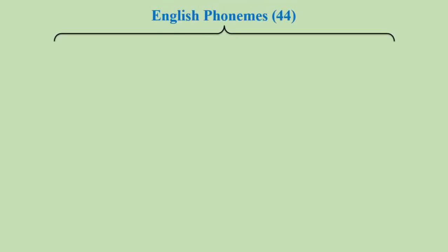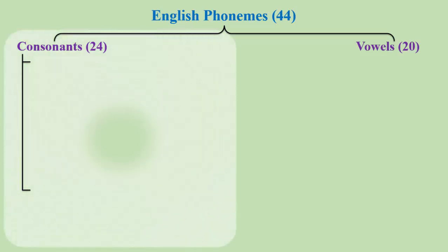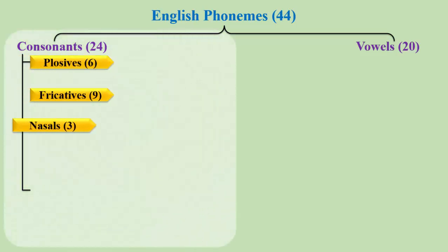At this point, let's go back in time and let me remind you of the exact categorization of the English phonemes. Now, we said that the total number of English phonemes is 44, divided into two, consonants making a total of 24 phonemes and vowels making a total of 20 phonemes. Now, consonant sounds are subcategorized into 5 different types according to their manner of articulation.